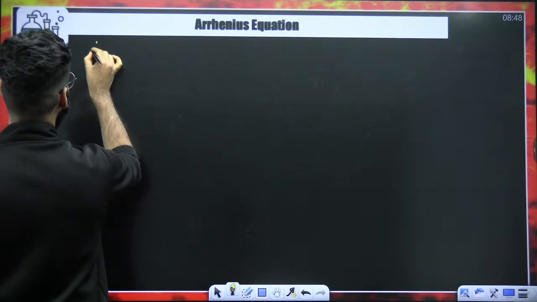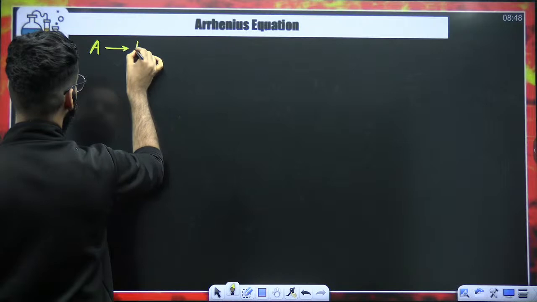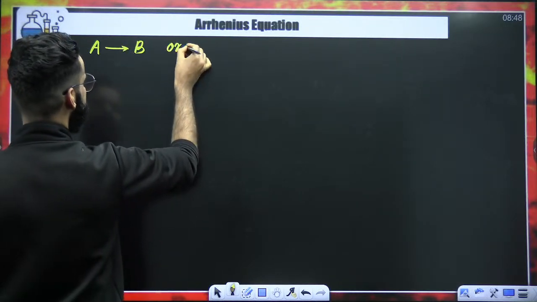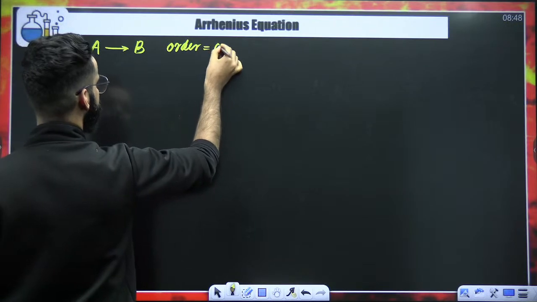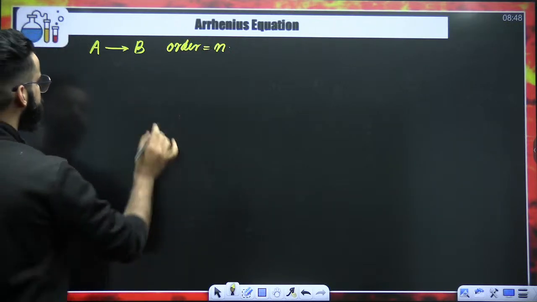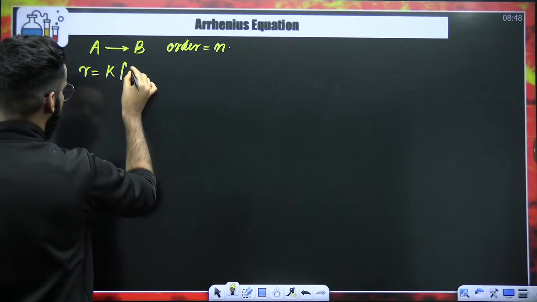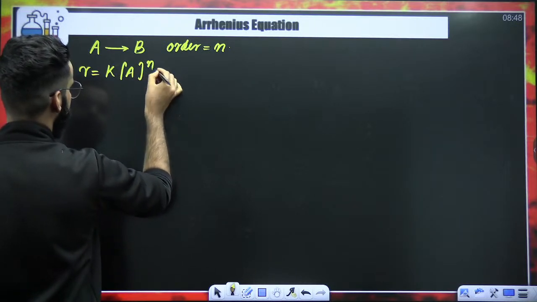First of all, for example, I have got the reaction A gives B. Let's say this is the reaction A gives B. Its order is, for example, N. Now, for example, I'm writing the rate law for this reaction. Rate is equal to rate constant times concentration of A raised to the power N.